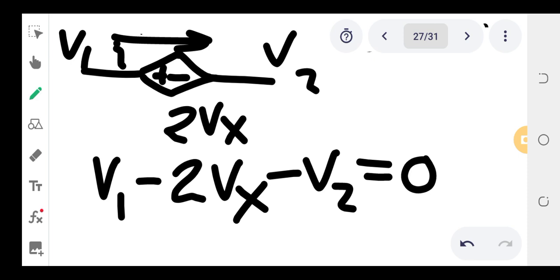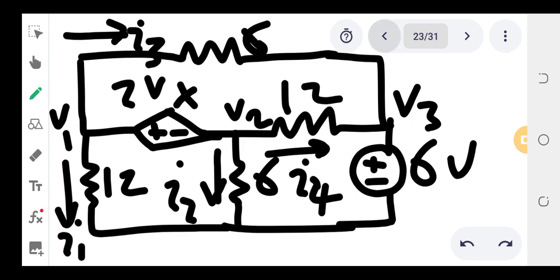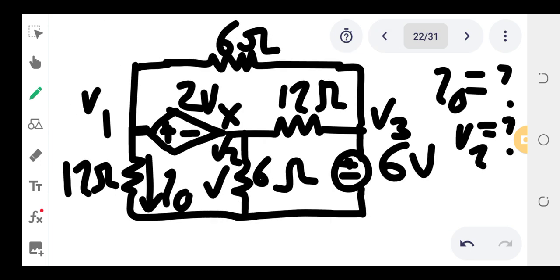So the next thing is, what is Vx? I forgot to put this. Without this we can't solve this. So here this is Vx. Vx is the voltage across the 6 ohm resistor. Now the voltage across the 6 ohm resistor is the same as V2. So Vx is equal to V2.